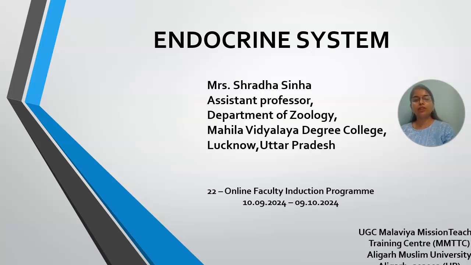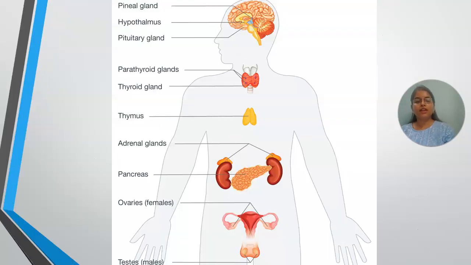So today I am going to discuss the endocrine system. The endocrine system of the body is the system which coordinates and controls different organs. It secretes certain chemicals which are known as hormones that are released directly in the blood.